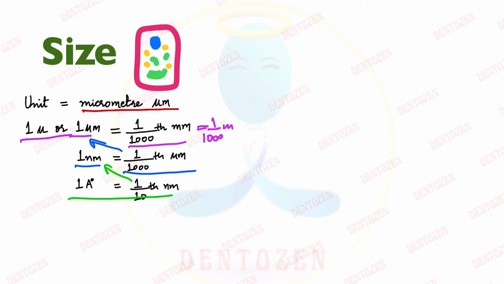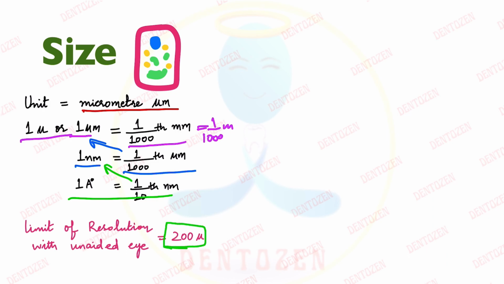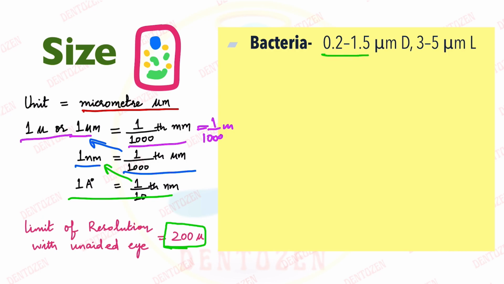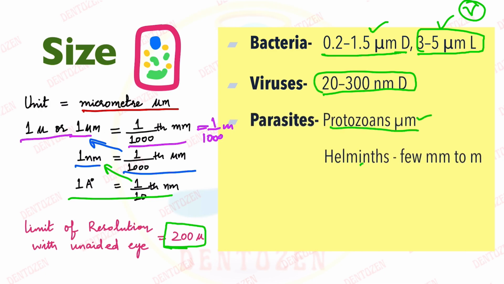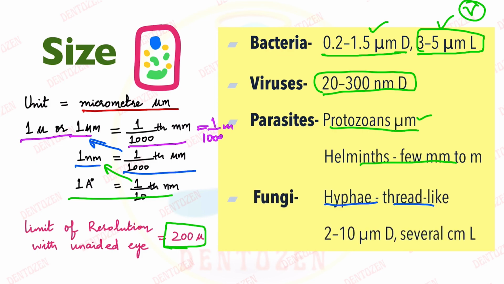Now, the resolution power of our eye, that is directly we can see a size of about 200 microns, but bacteria are too small. So let's see the size of bacteria: 0.2 to 1.5 micrometers in diameter and 3 to 5 micrometer in length. That can be a viva question. Compared to viruses, which are 20 to 300 nanometer diameter. Parasites, protozoans are micrometers, helminths are few millimeter to meter, and fungi, which have hyphae and thread-like structures, they are about 2 to 10 micrometers in diameter and several centimeters in length.